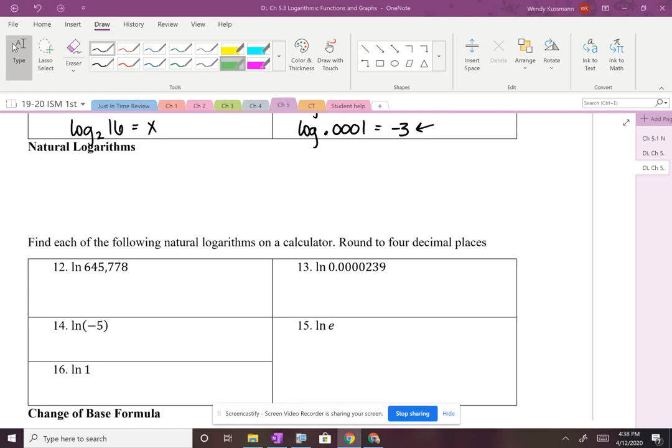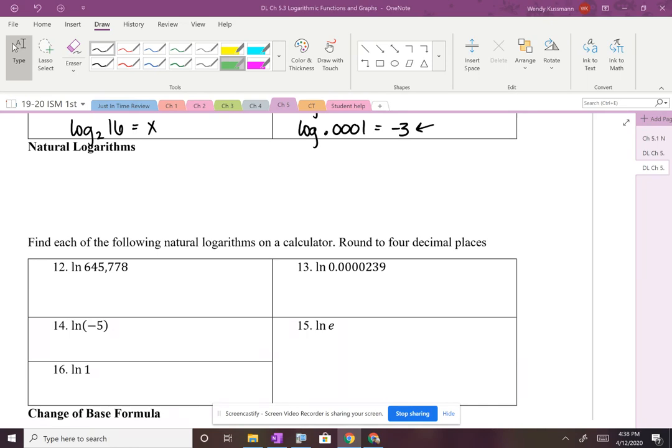This is chapter 5.3, Logarithmic Functions and Graph Notes, part 4. If you haven't watched parts 1 through 3, please go back and do that. We talked about earlier that there are a couple of logarithms that are very helpful and useful and popular.